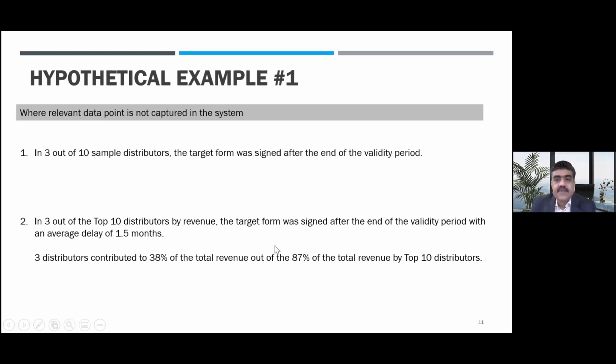Another aspect which I added here is the average delay. If I say that it was not signed on time, that's fine. But if I say that the average delay was 1.5 months, then again it compels the management to think about why there can be so much delay. Still, I feel that while there are some improvements from 1 to 2, it is still not clearly action oriented.